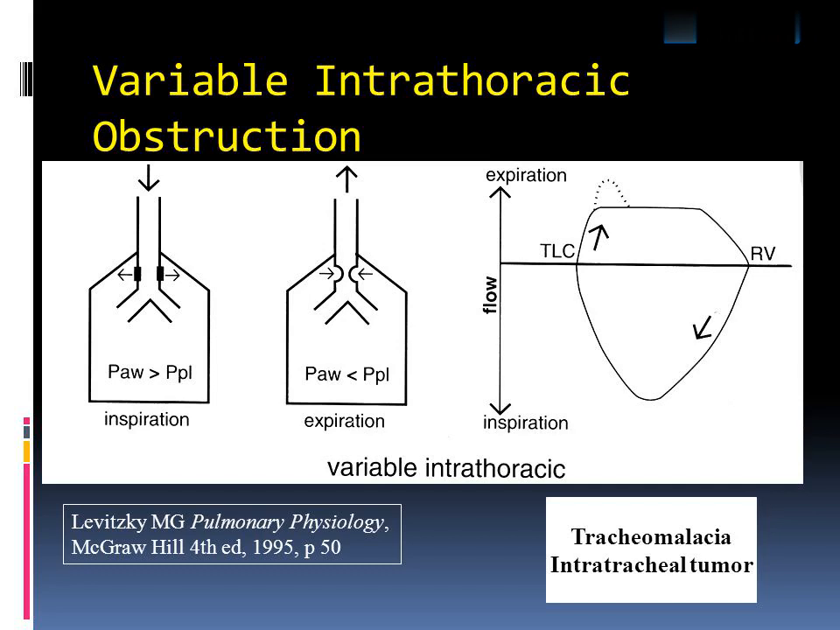Variable intrathoracic obstruction: the lesion is within the thoracic cavity, below the suprasternal notch. Left panel, during forced expiration, the intrathoracic intratracheal pressure, PTR, is less than the pleural pressure, PEPL, worsening the obstruction. Right, during forced inspiration, intratracheal pressure exceeds the pleural pressure, lessening the degree of obstruction. Causes: tracheomalacia, intratracheal tumor. Levitsky M.G. Pulmonary Physiology, McGraw-Hill, 4th ed., 1995, p. 50.